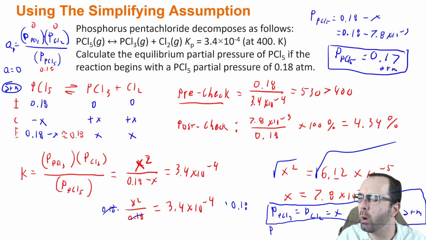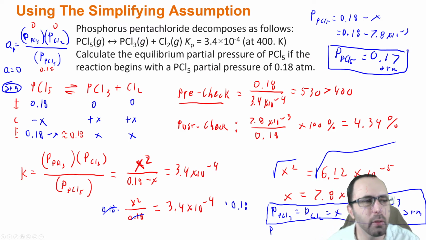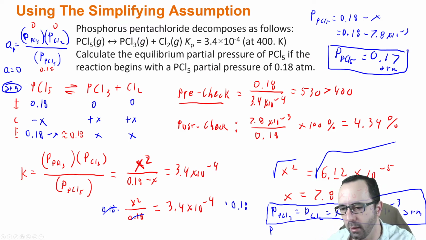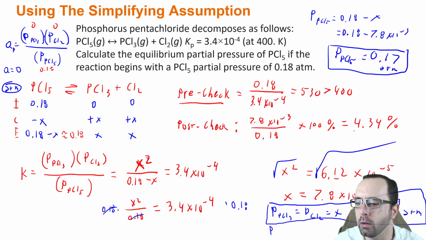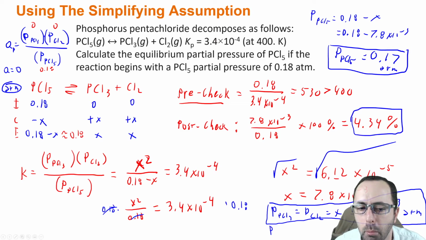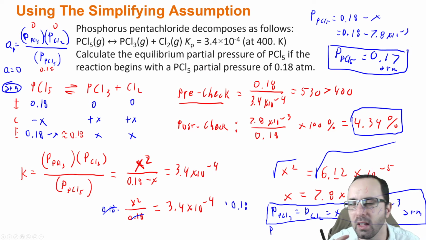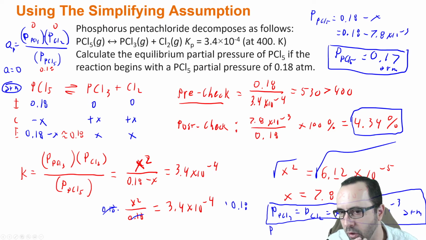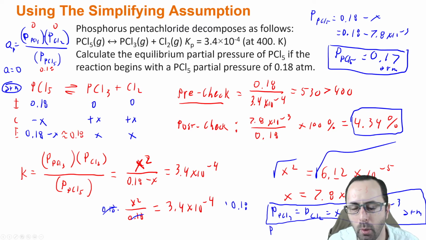This is an example where the result wasn't so great. We did have about 4 point something percent error, but this is an acceptable level of error, especially if it's the only way we can get an answer, which happens sometimes. So that's the way you solve using the simplifying assumption.